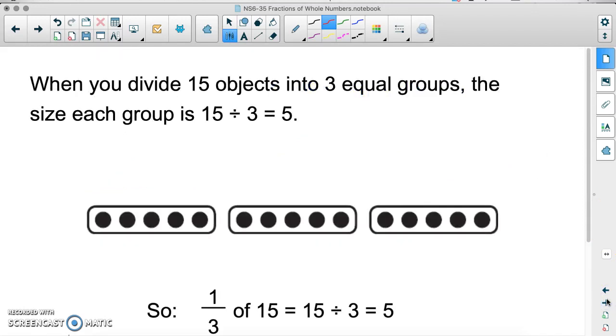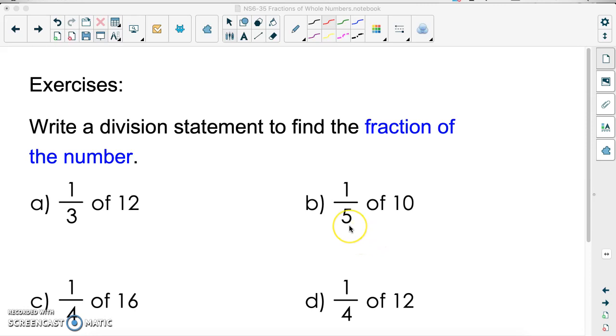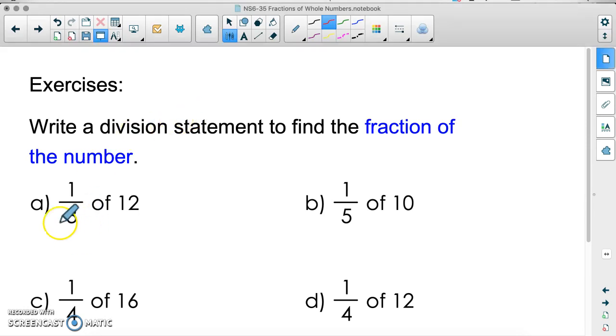So when you divide 15 objects into 3 equal groups, the size of each group, we would say, is 15 divided by 3, which equals 5 in each group. So we can say that 1/3 of 15 is equal to 15 divided by 3, which equals 5. Let's give these exercises a try on your whiteboard by writing a division statement to find the fraction of the number.